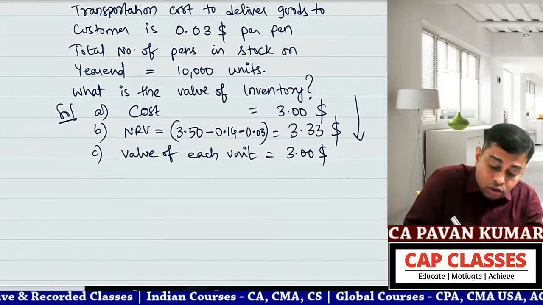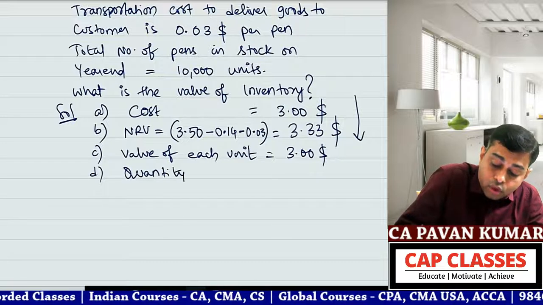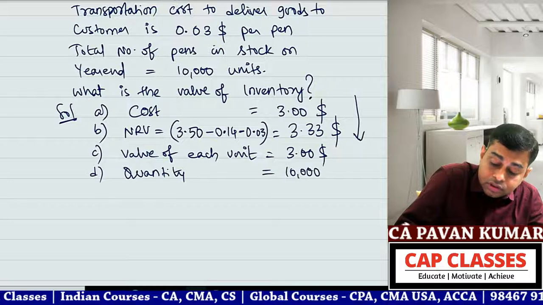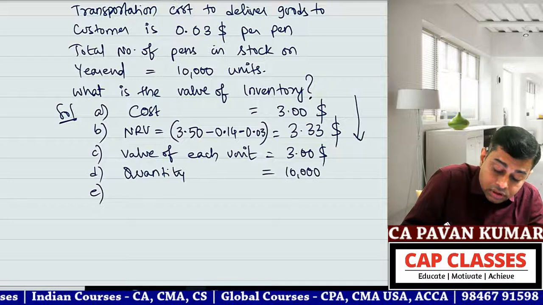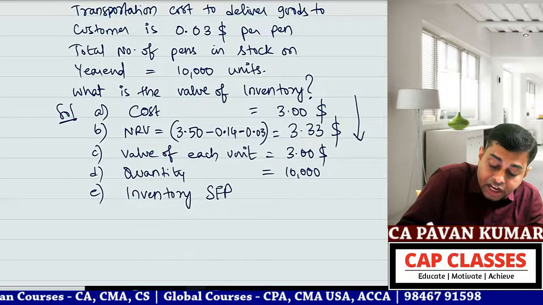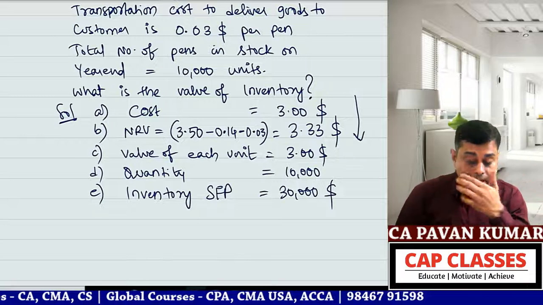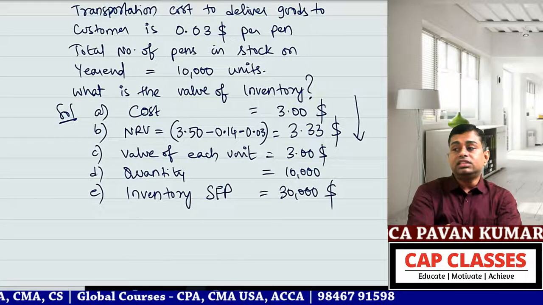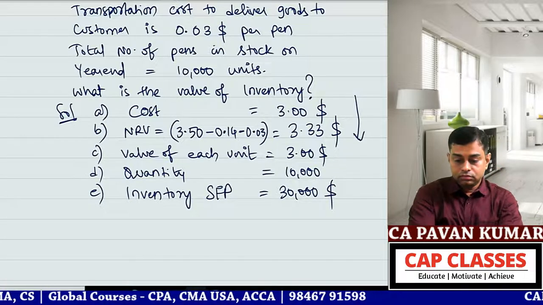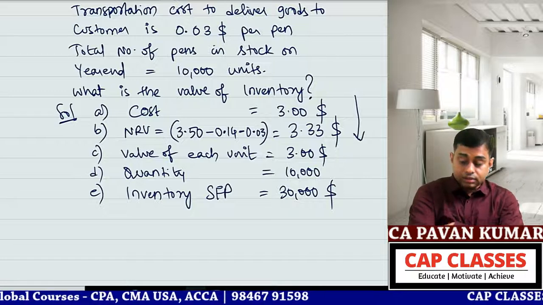Okay, so D, quantity 10,000. Therefore, E, inventory in SFP, statement of financial position, is equal to $30,000. That's all. Guys, you understand this? Any doubt? Everybody, please let me know you understand this.